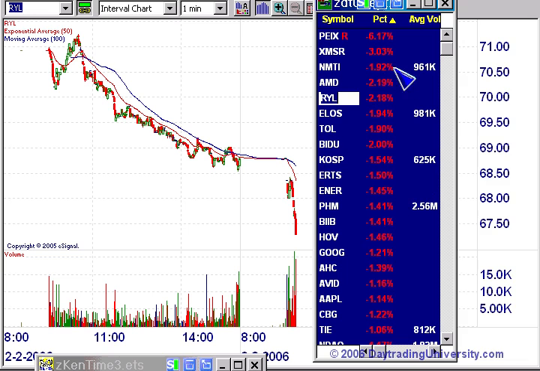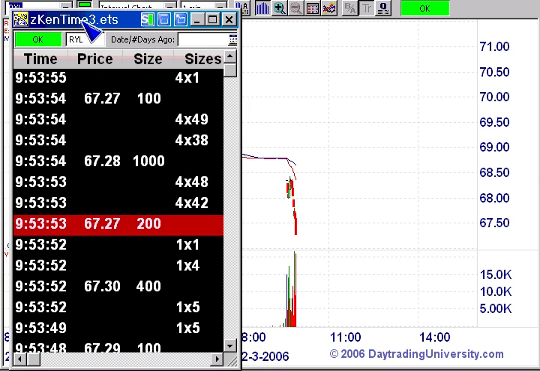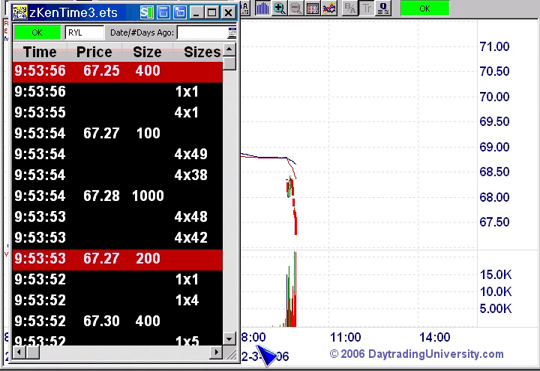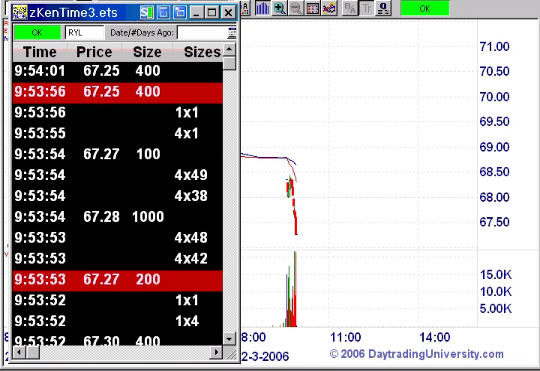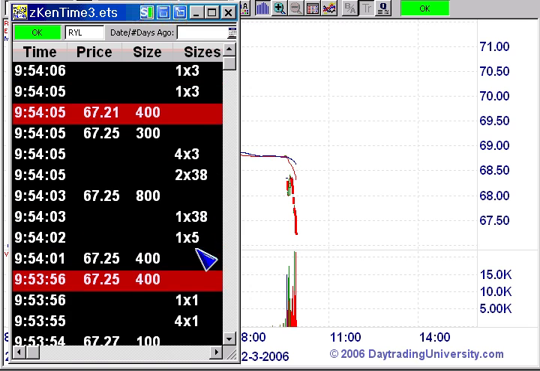This one looks a bit more interesting. I don't like the volume, it isn't too good though, only about 10 to 15K. But it's a nice easy one to follow, so let's take a look. What does the tape tell you about this stock? What's going on? Well, first thing I look at, again, is the speed of the tape, the average share size, and the sizes and balance.